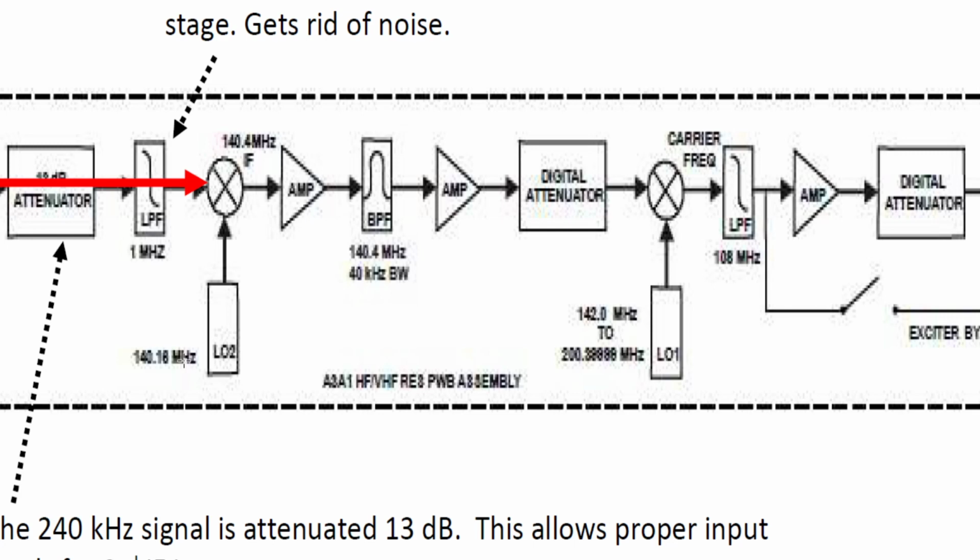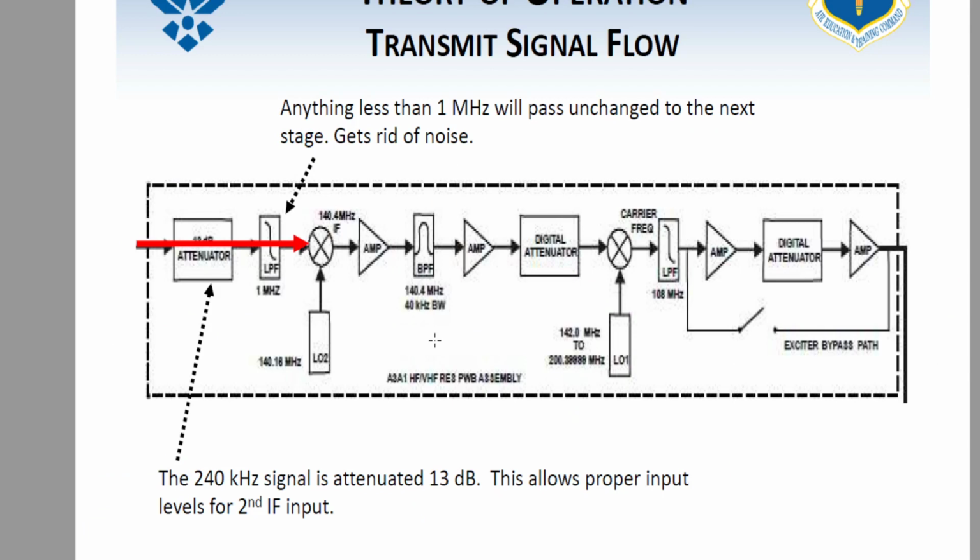140.16 plus 0.240. Outstanding. 140.4. Does that explain why it has to be 240 kilohertz for the first IF? It's so you get this exact 140.4 megahertz IF right here. This number is very important to the rest of the circuitry, and we're going to learn that in a second. And you guys are going to have an aha moment, I promise, in a second here. But everything makes sense so far?